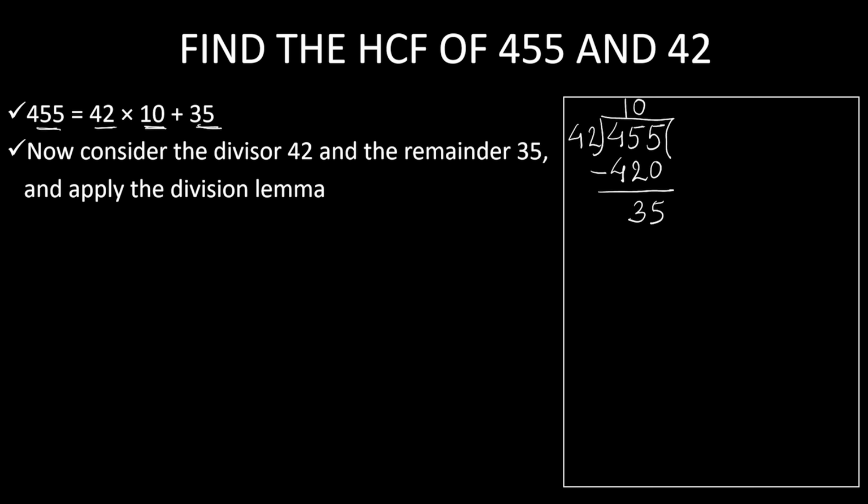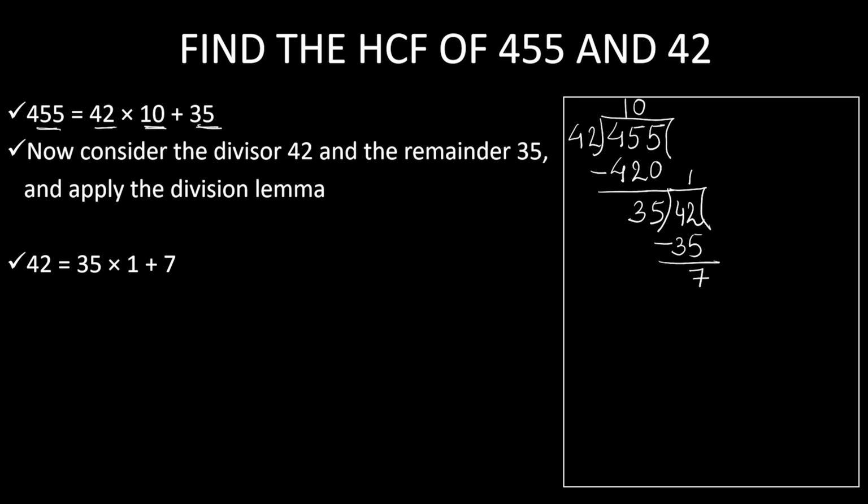We'll consider 42, which is the divisor, and remainder 35 and apply the division lemma again. While applying the division lemma again, here 35 will be our divisor and 42 will be our dividend. So, 35 divisor and 42 dividend. 35 into 1, we get 35. On subtracting, we get a remainder of 7. So still we have not got the remainder as 0.